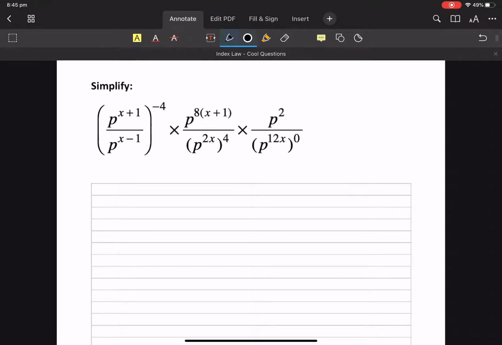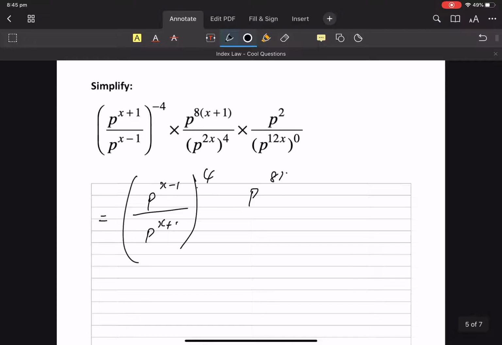What are we going to do? Simplify, simplify, simplify. Let's get rid of that negative 4. When that negative 4 goes into that bracket, it's going to put that to the bottom and that to the top. So it's going to be p to the x minus 1 on p to the x plus 1, because they've flipped, and then it won't be a negative power.